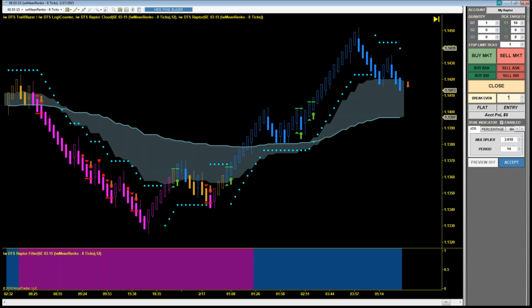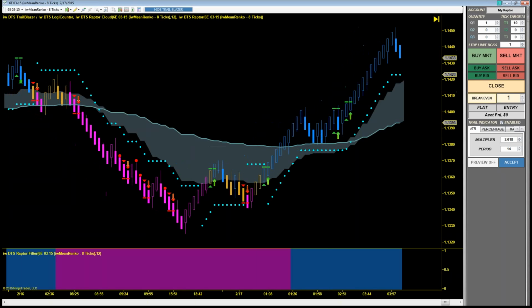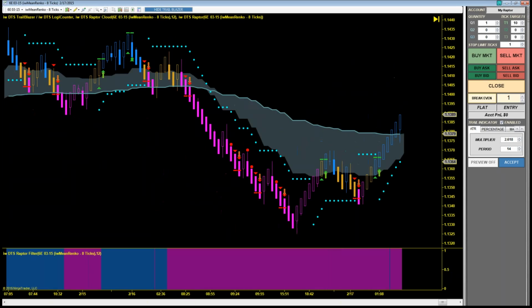And now the Raptor. Well, here's our proper trend change signal right here. The band flipped over. Here's our trend change. So if you were trading the Raptor, you would be short the euro right now.